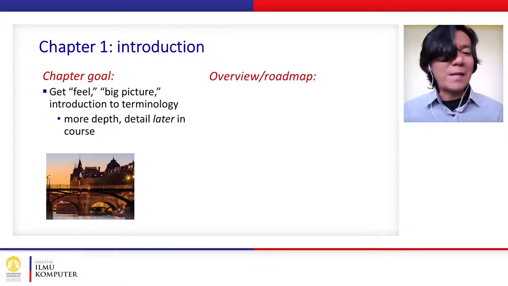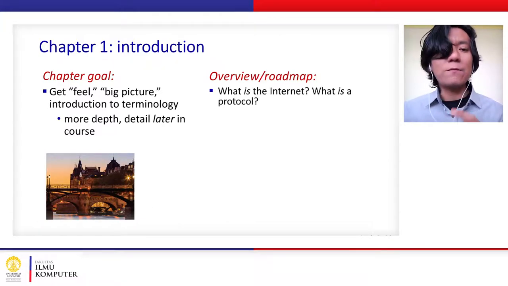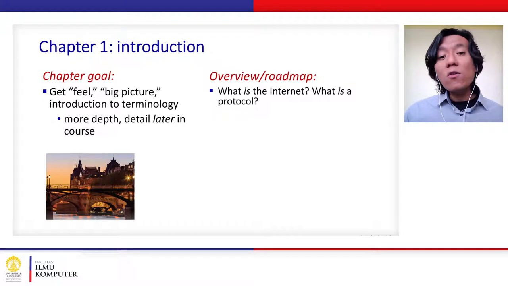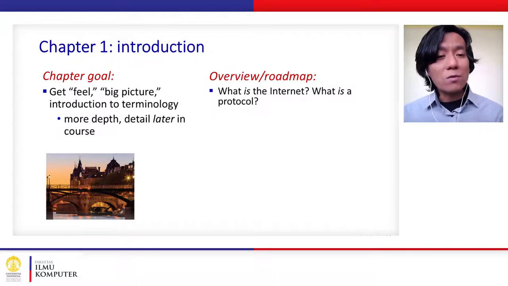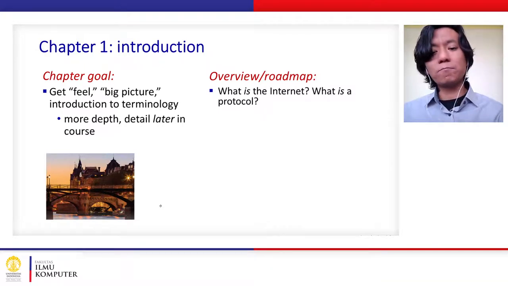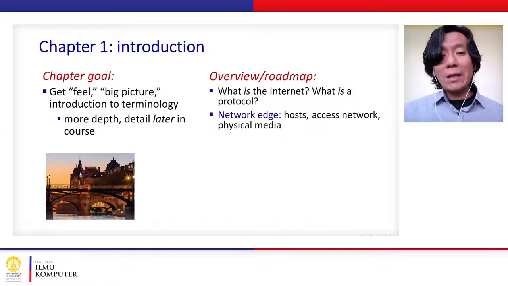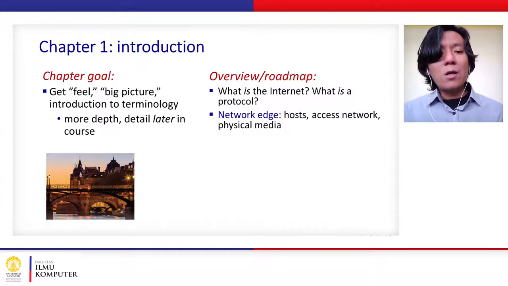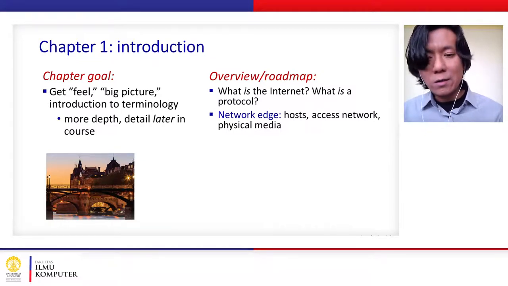Okay, so let me explain the overview or the roadmap for our course for this semester. In the first part of this chapter, we will learn about the definition of the internet and also the definition of the protocol. What does the internet actually mean? What's the relation between computer networks and the internet, and what does the computer protocol or network protocol mean? Later on, we'll also learn about the network edge. What is defined by the edge? We'll learn about this in the next video.